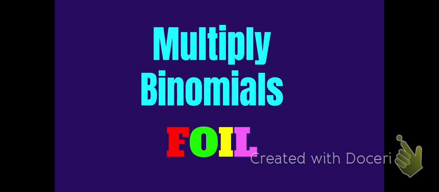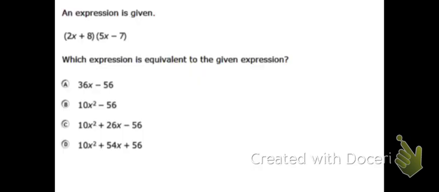Two more topics. Multiplying binomials. This is using the FOIL method. So if you're given a question like this, you want to write it down on your paper. They just want us to multiply it. Right now, this is saying 2x plus 8 times 5x minus 7. Write it down on your paper and use the FOIL method.